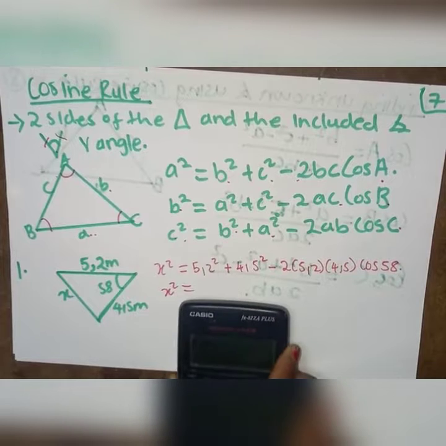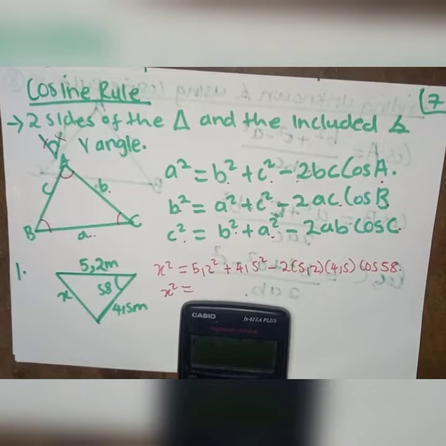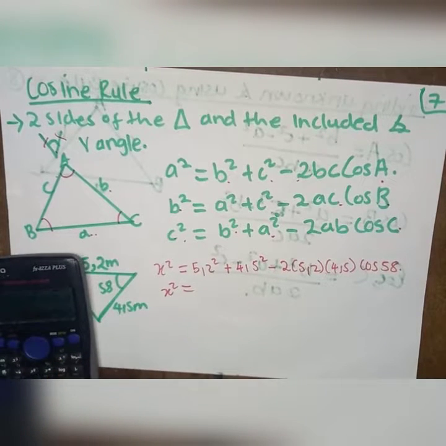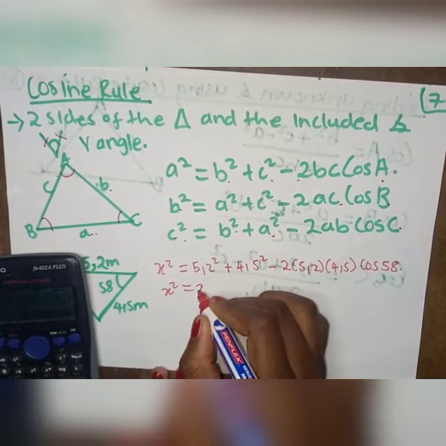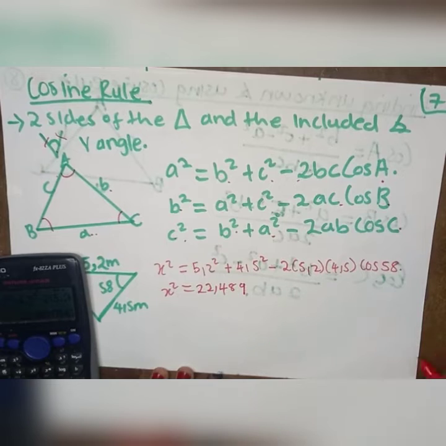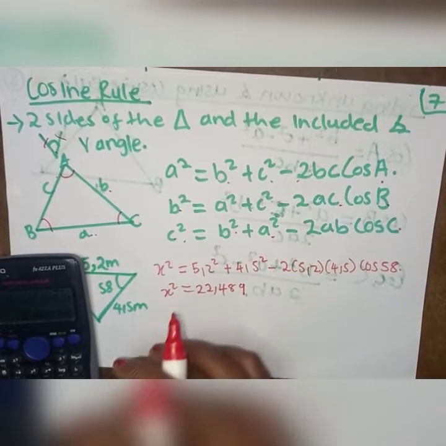So my calculator, my best friend, let's punch it together. This is 5.2 squared plus 4.5 squared minus 2, open bracket, 5.2, close bracket, open another bracket, 4.5, close bracket. Then I click my cos 58. It's very important that you punch your calculator correctly. I'm getting my value for x squared as 22.489. It's a very long decimal. I'll leave it like that for now.